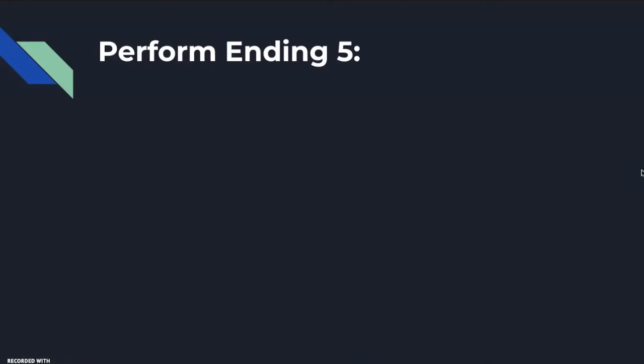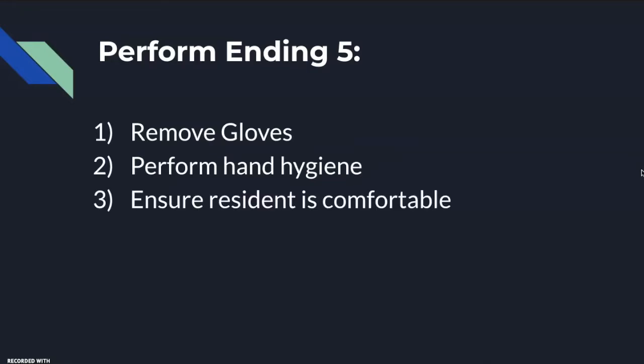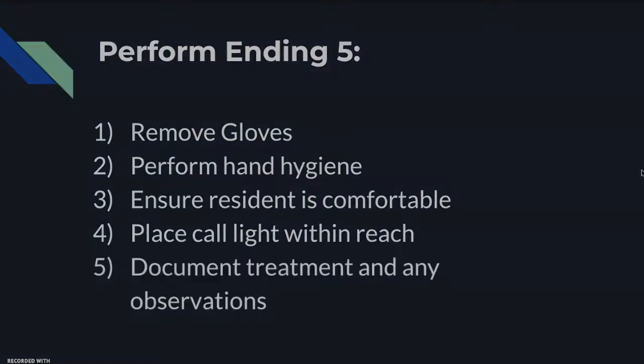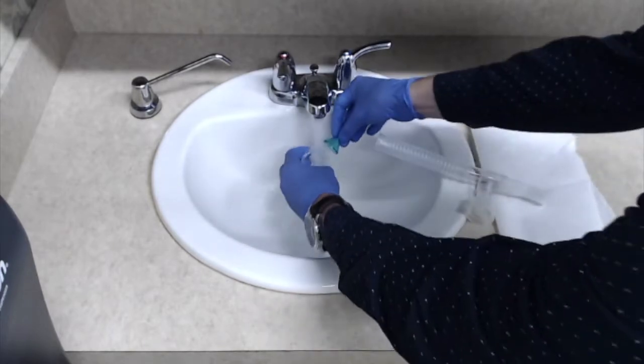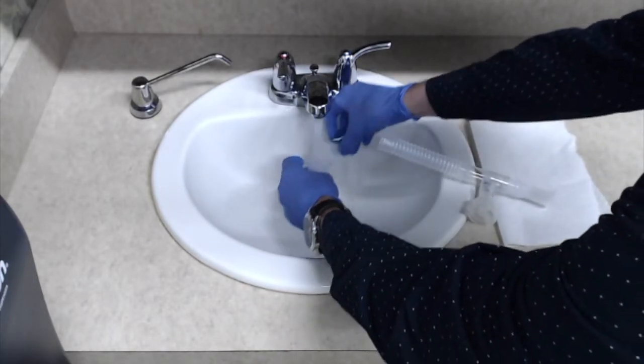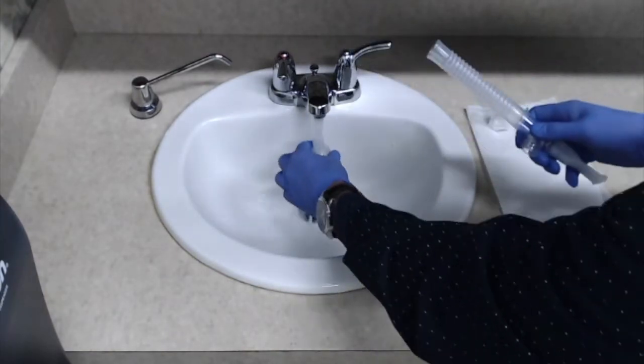After treatment, you'll perform the ending 5, which is to remove your gloves, perform hand hygiene, leave the resident in a comfortable position, make sure that the call light is in reach, and document appropriately. And following the medication administration, you'll rinse the equipment with hot water and place on a paper towel to air dry. Then, wash your hands.